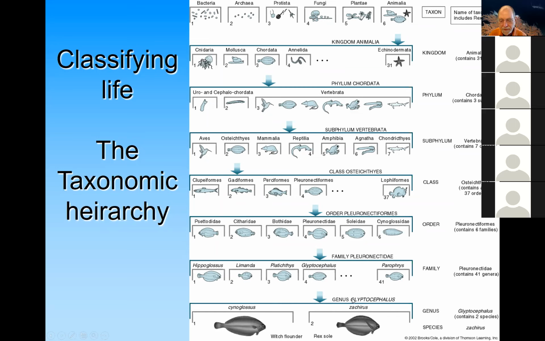So the description of the Rex sole in scientific terms would be Glyptocephalus zachirus. And so that's how we get to that specific description. So all of that information is encoded in this description here, and has to unambiguously sort into this hierarchy of increasing specificity, starting with whether it's an animal, a plant, a fungi, and so forth, and then all the way stepping down to unique species.